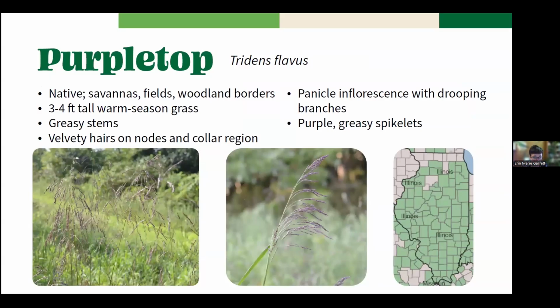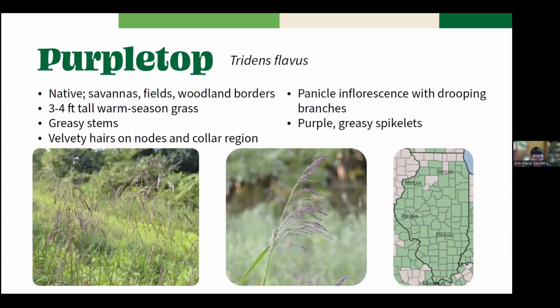Okay, our next grass is Purpletop, Tridens flavus. This is one that again a lot of times is considered a weedier grass just on where we find it growing, but I think it's a great native grass. We find it in more savannas, woodland borders. I find it along roadsides a lot of the time.